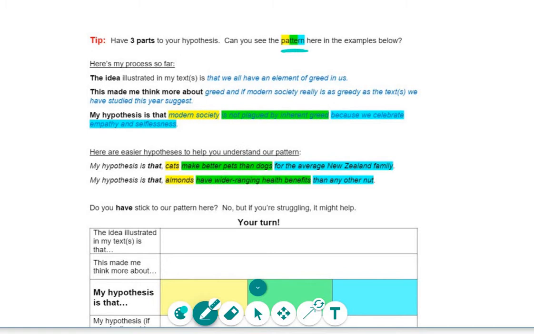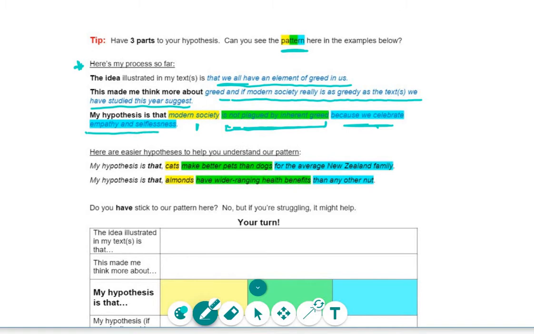So there's a pattern here, yellow, green, and blue. So we'll have a look at the examples below. So let's just recap. Here's my process so far. So the idea illustrated in my text is that we all have an element of greed in us. This made me think more about greed, and if modern society really is as greedy as the texts we have studied this year suggest. My hypothesis is that modern society, so the yellow is the thing, is not plagued by inherent greed. So that's my argument. And here's the next part, sort of the modifier, because we celebrate empathy and selflessness.